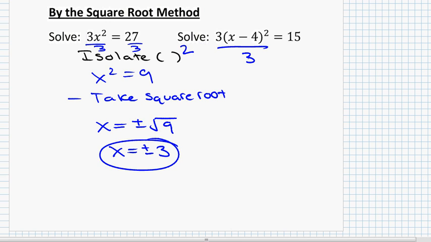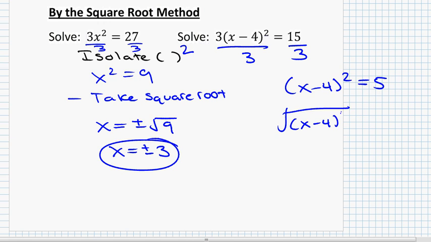Here, isolating the squared means dividing by 3. So you get x minus 4 squared equals 5. You take the square root of both sides. Remember, when you take the square root of the right, it's plus or minus. The square root of a squared just eliminates the squared sign. And you get plus or minus the square root of 5. You add 4.